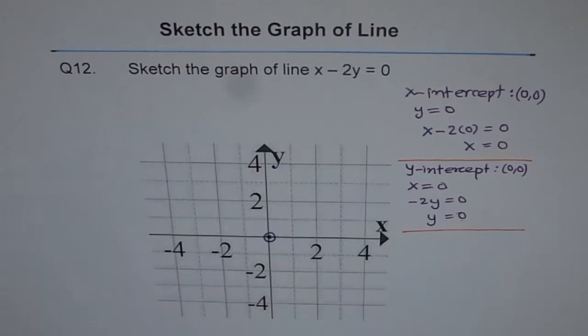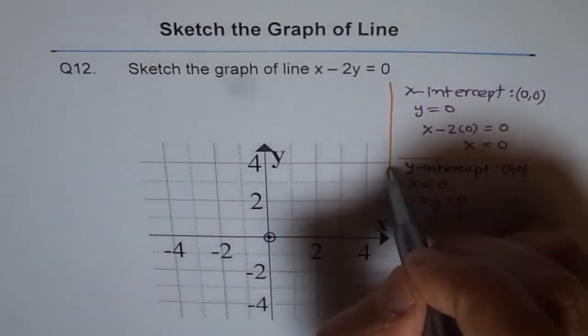Since I didn't get two different points, I cannot draw a line, correct? So in this situation, with x and y intercepts, you cannot draw a line, since you get only one point. That is the origin. What should you do? The next option here is that we can make table of values, and or we can also write it in y equals to mx plus b form. So that is also a good option.